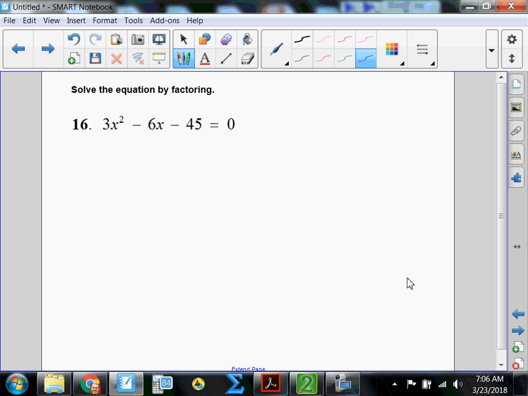Okay, for number 16, I have a couple options. I could just start factoring right away. 3 is not a hard number to work with. 45 is not a hard number to work with. There's only a couple options there.